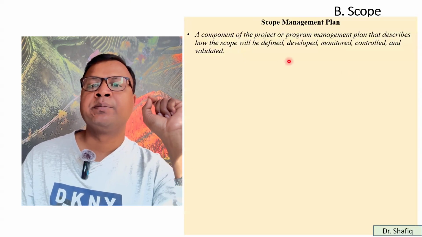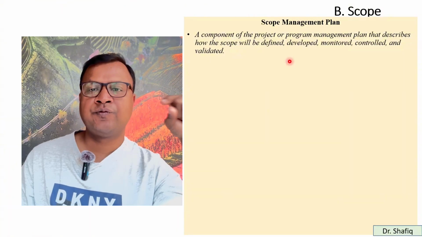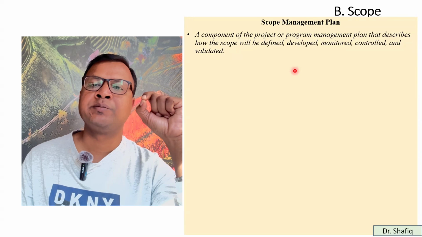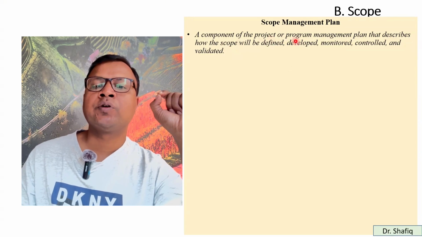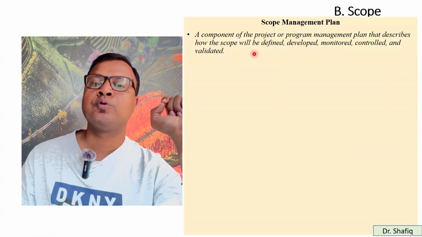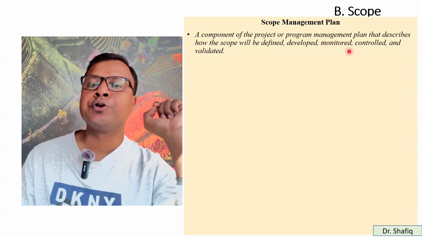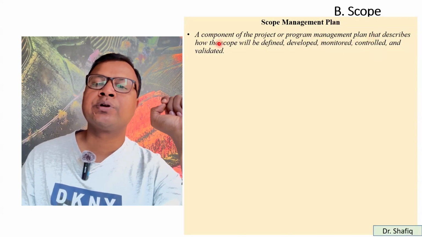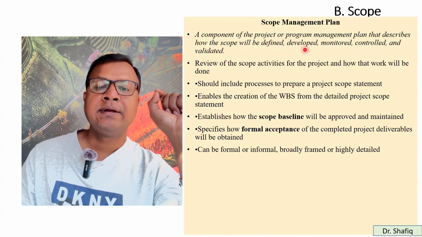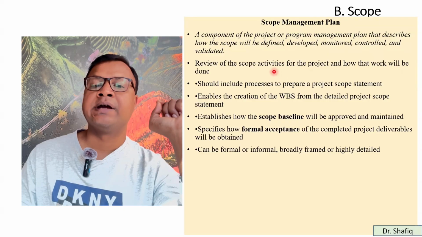Now the scope management plan. For deciding the scope, for fixing the scope, you must have a scope management plan. This is a component of the project or program management plan that describes how the scope will be defined, how the scope will be developed, how the scope will be monitored, and how it will be controlled and validated. Actually, the scope management plan reviews the scope activities for the project and how that work will be done.